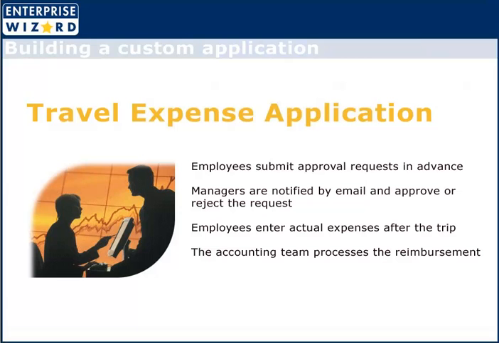In our example, an employee planning a business trip submits a request for approval of the expenses. His manager is notified and asked to approve the request. The employee enters his final expenses. The accounting team is then notified, and once they reimburse the employee, they change the status of the request to paid. All of the notifications are automatically handled by the system.